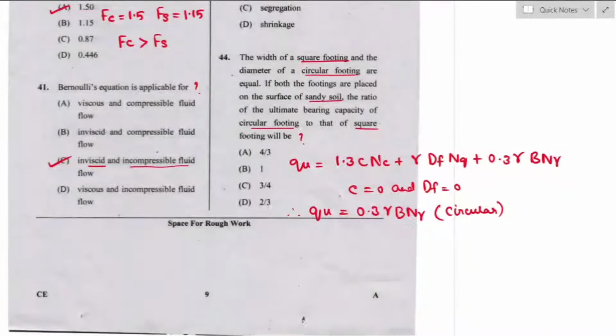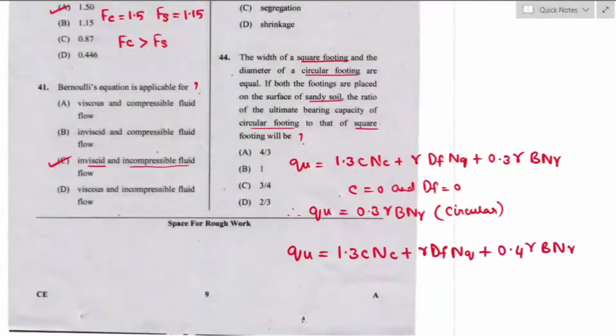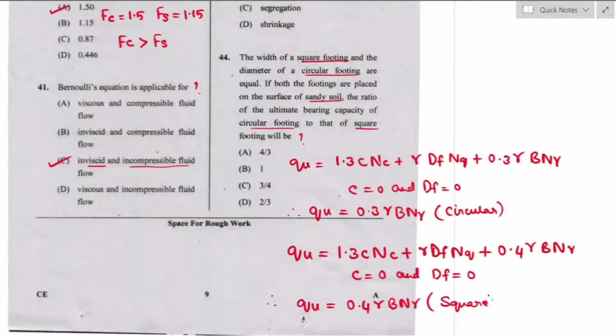And for a square footing, the ultimate bearing capacity is given by... When the square footing is placed on the sandy deposit, its cohesion will be 0 and the depth of the footing will be 0. Therefore, the ultimate bearing capacity will be 0.4 times gamma into B into N gamma. This is for the square footing. Let us consider this as equation 1, this as equation 2.